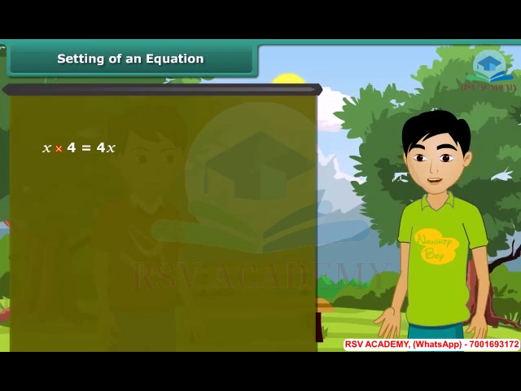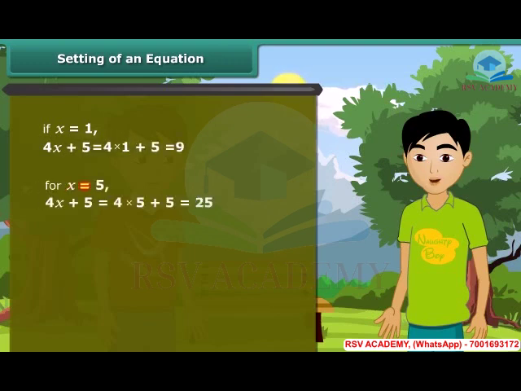I asked you to multiply the number by 4. You get 4x. Then add 5 to the product, which gave 4x plus 5. You get the result 65, which means 4x plus 5 is equal to 65. Now to find the number, I put different values of x. If x is 1, we get the answer as 9. If x is 5, we get answer as 25. Similarly, for x equal to 15, we get the answer 65.